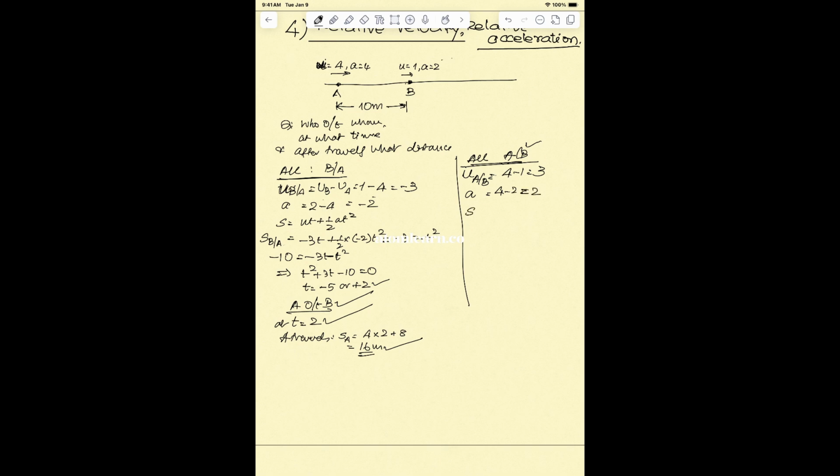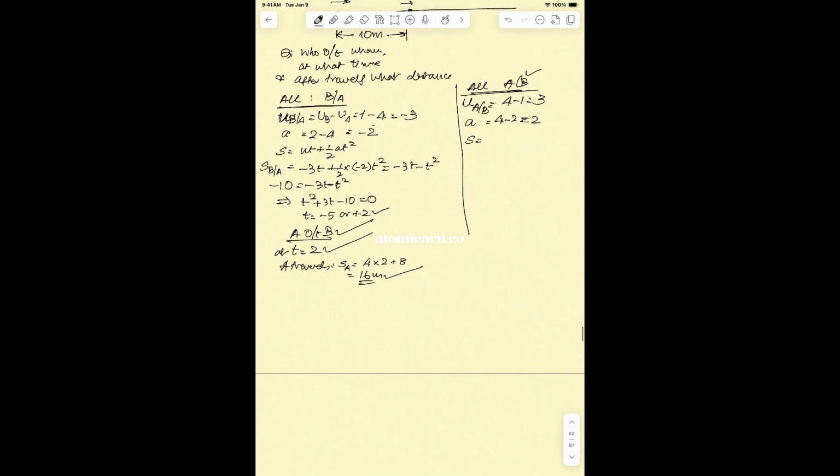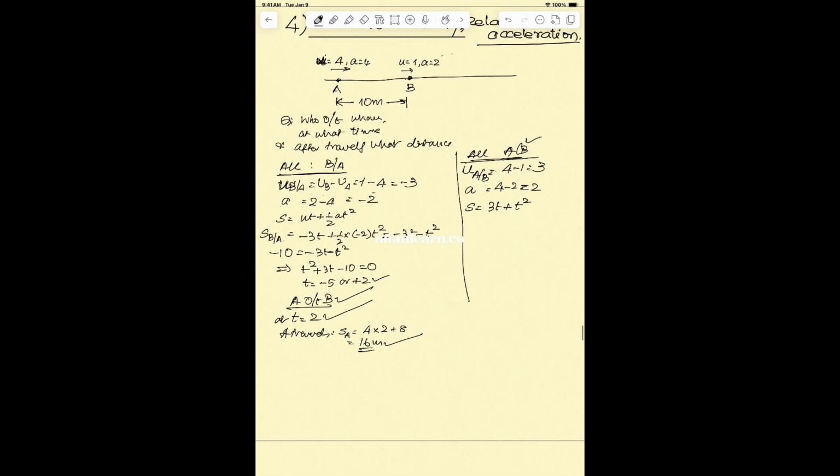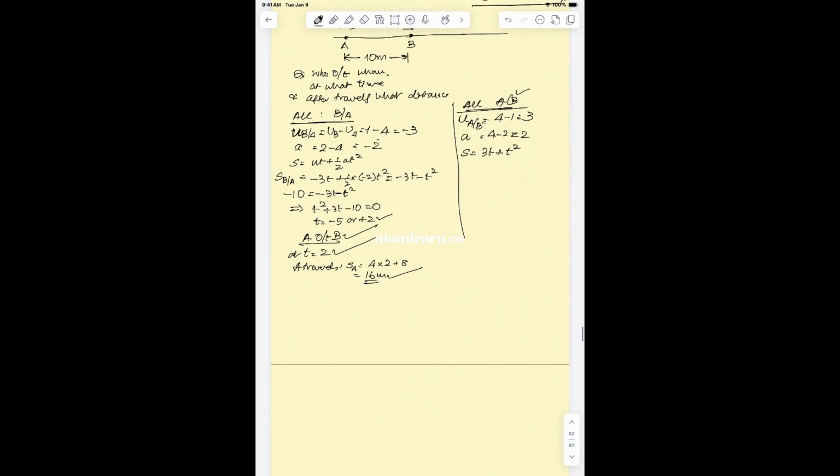Then what is the displacement equation for the relative motion? S equal to ut, 3t, plus half a, which is 1, into t squared. Now what should the displacement be? B is now stationary because we have taken all relative to B, which means B is at rest. Therefore for A to meet B, A should have a displacement of plus 10. Therefore S should be equal to plus 10. That means 10 equal to 3t plus t squared. That means t squared plus 3t minus 10 equal to 0. It is the same equation as what we got.